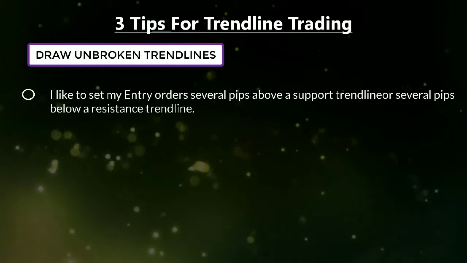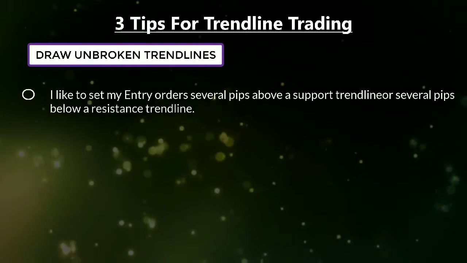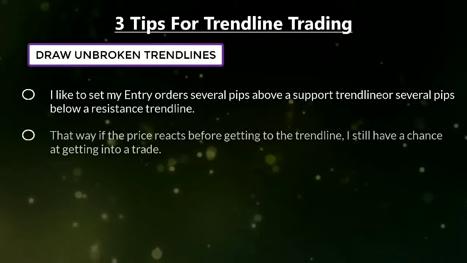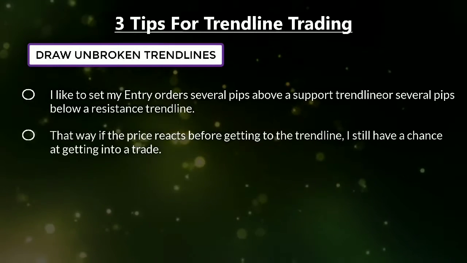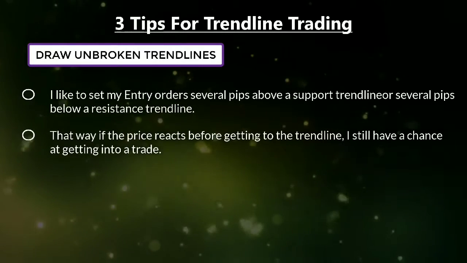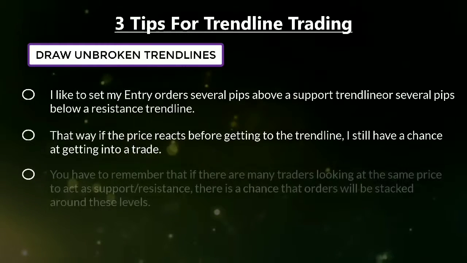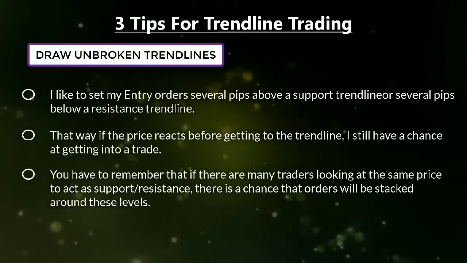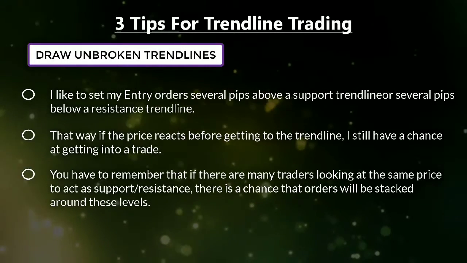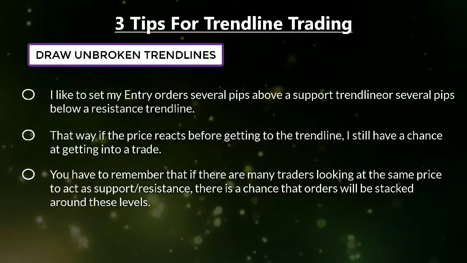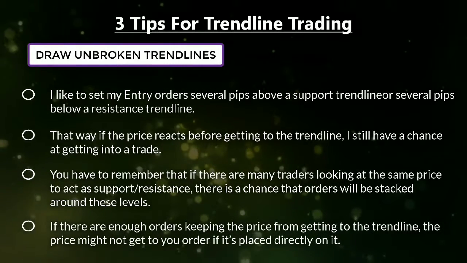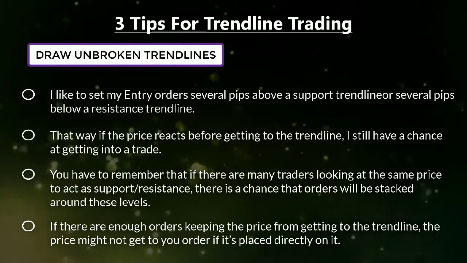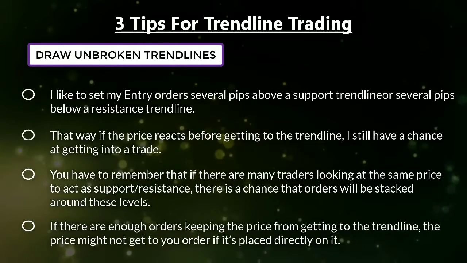I like to set my entry orders several pips above a support trend line or several pips below a resistance trend line. That way, if the price reacts before getting to the trend line, I still have a chance at getting into a trade. You have to remember that if there are many traders looking at the same price to act as support or resistance, there is a chance that orders will be stacked around these levels. If there are enough orders keeping the price from getting to the trend line, the price might not get to your order if it's placed directly on it.